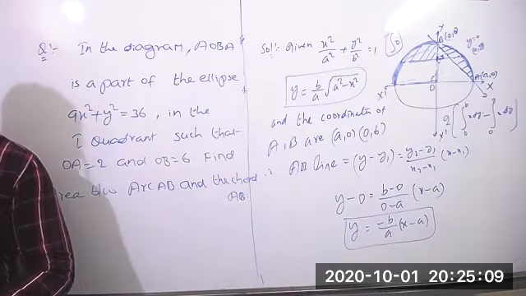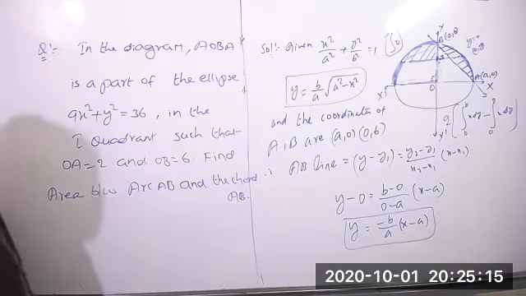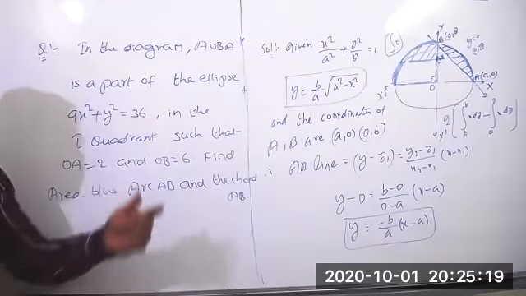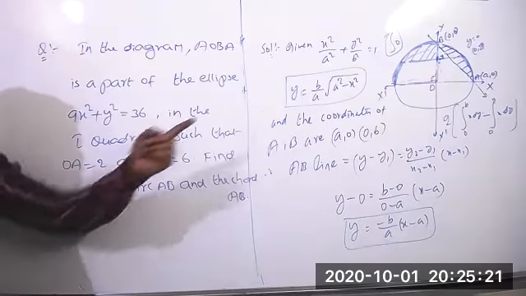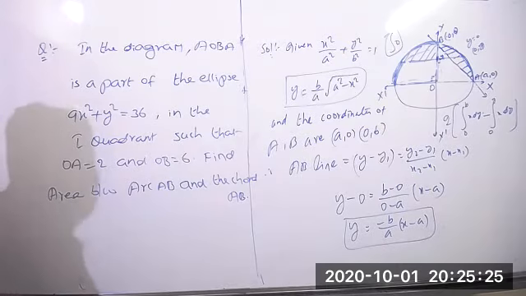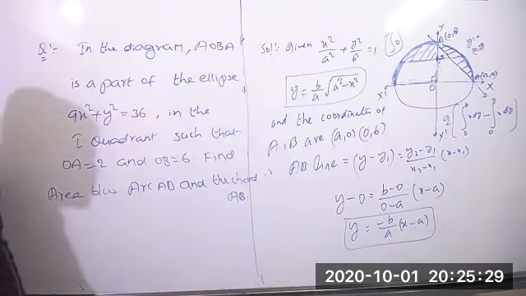I think I gave the same model now. Same model, no difference at all. The diagram will be the same diagram. The length OA equal to 2 means the point A will be 2 comma 0. OB equal to 6 means the point B is 0 comma 6.